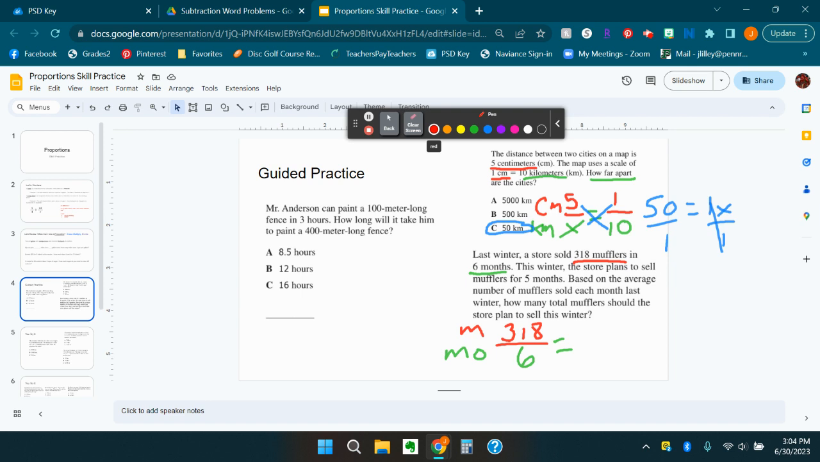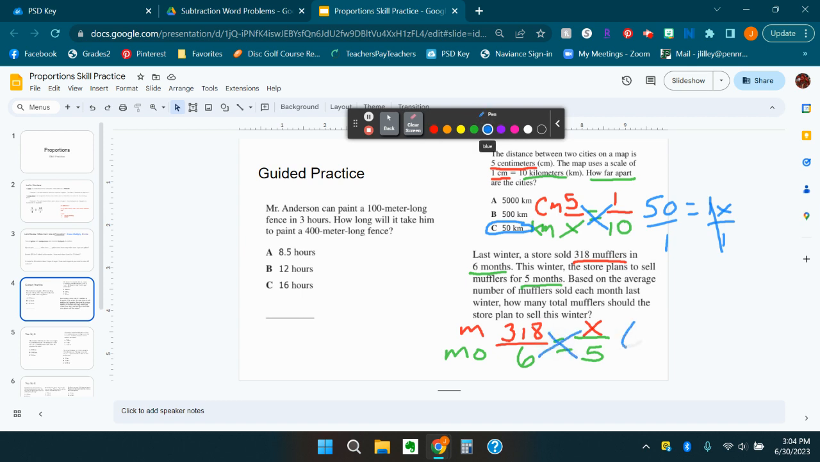It says this winter the store plans to sell mufflers for 5 months. So since I made months green in the first fraction, I'm going to keep it green in the second fraction. And I'm also going to keep it on the bottom in the second fraction, just like it was in the first fraction. Based on the average number of mufflers sold each month last winter, how many total mufflers should the store plan to sell this winter? So in this case, the number of mufflers is my missing piece, my variable. Now I can cross multiply and divide.